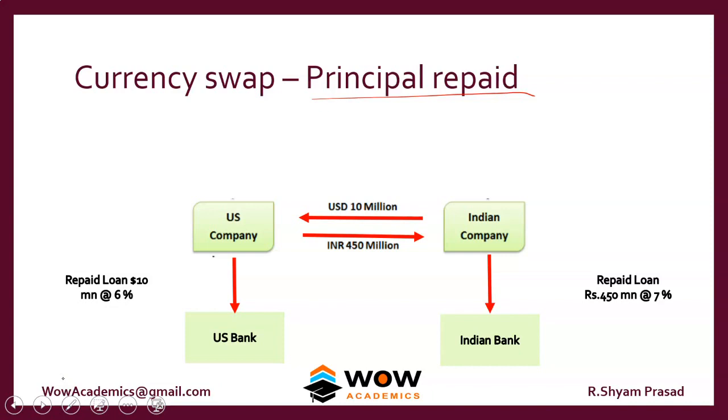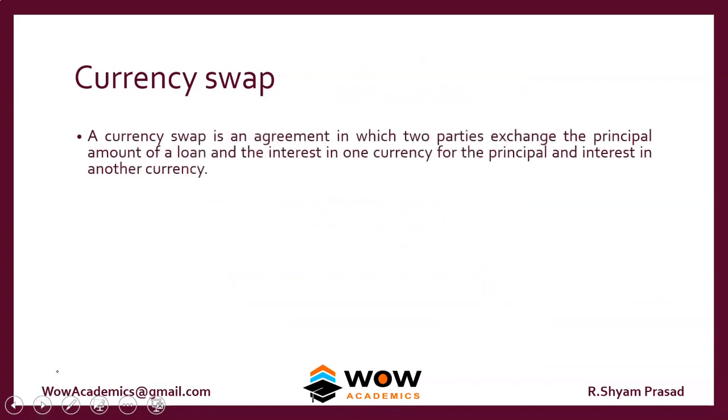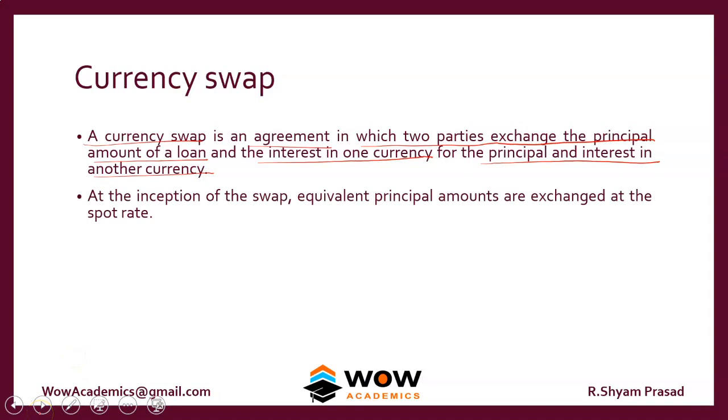But why did the companies actually enter into the swap contract? The swap contract is entered because each country's companies want the currency of the other country. They couldn't borrow it in the other country, so they try to find a partner who is able to borrow in the other country. That is the reason why they go for a swap. A currency swap is an agreement in which two parties exchange the principal amount of loan and the interest in one currency for the principal and the interest in another currency. So we'll have an example to understand this better.